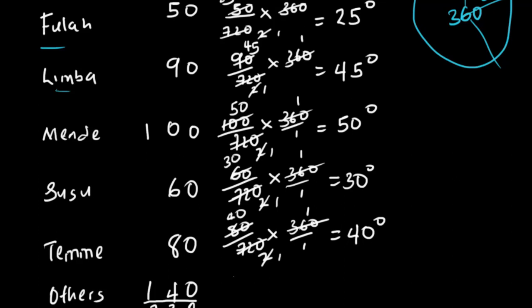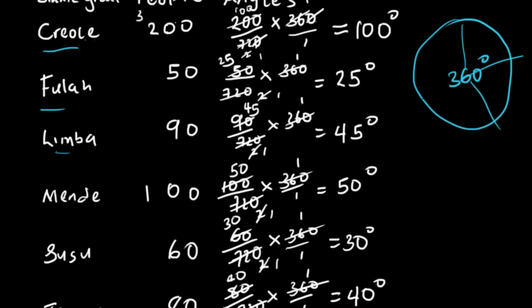And lastly, we have 140 over 720 times 360. 360 into 360 is 1, 360 into 720 is 2. 2 into 140 is 70. So we have 70 degrees. So this is the degree representation for each of the ethnic groups. Now, to confirm we are correct, if we add the degree representation of each of the ethnic groups, we should get a total of 360 degrees.